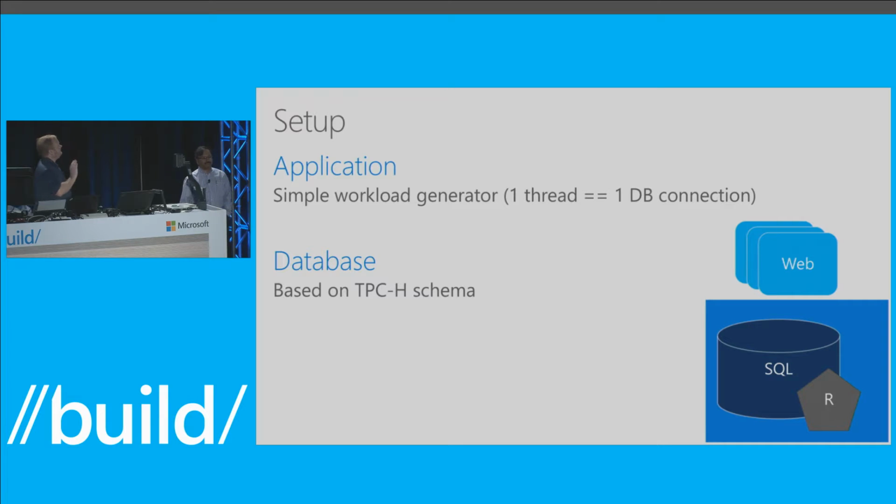So the setup is simple. Instead of this web application, we have a simple workload generator. So I'll show that we basically have one thread, gets one database connection, and that thread will sit and basically insert orders, okay? And the database is based on the TPC-H schema. So if anyone has looked at that schema, it's a very simple kind of customers, orders, inventory, and so on.